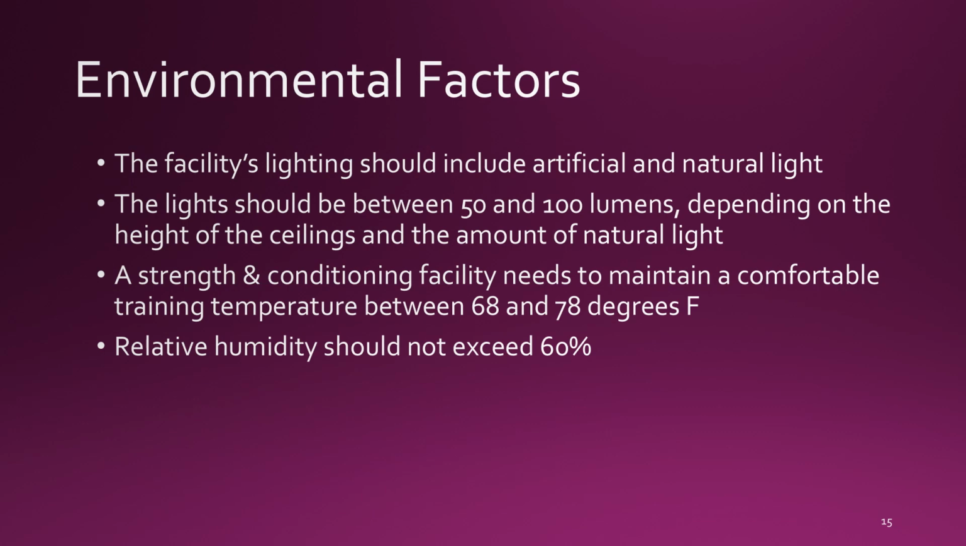Environmental factors, the facility's lighting should include artificial and natural lighting if possible. Lights should be between 50 and 100 lumens, depending on the height of the ceiling and the amount of natural light that's available. A strength and conditioning facility needs to maintain a comfortable training temperature between 68 and 78 degrees. Relative humidity should not exceed 60%. So again, it should probably be air conditioned in the summer.